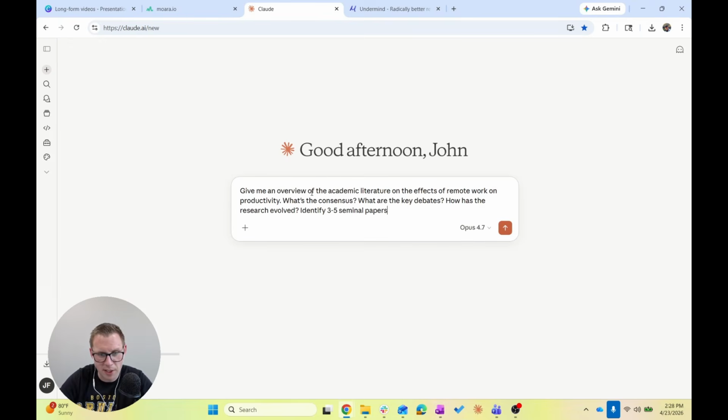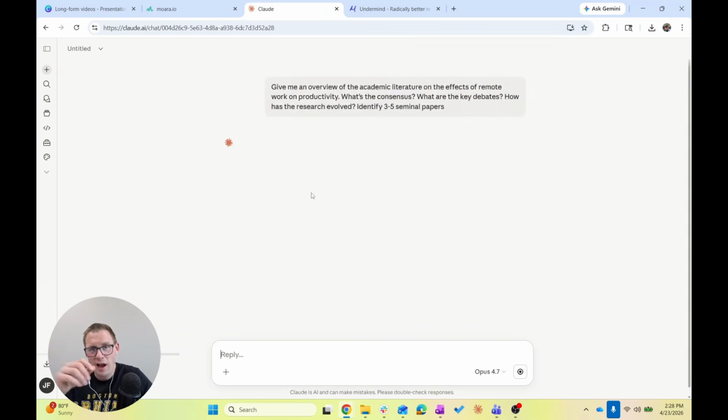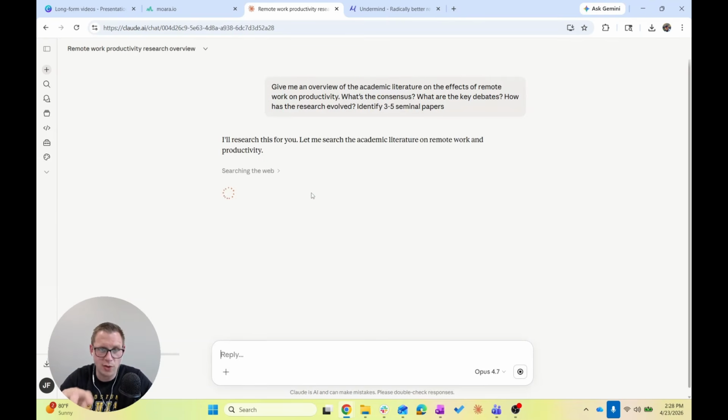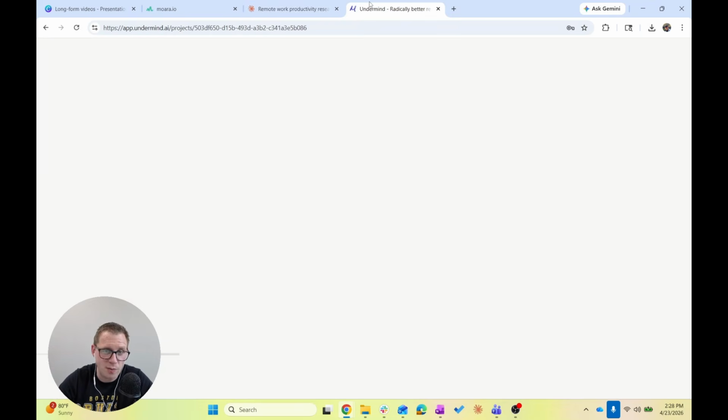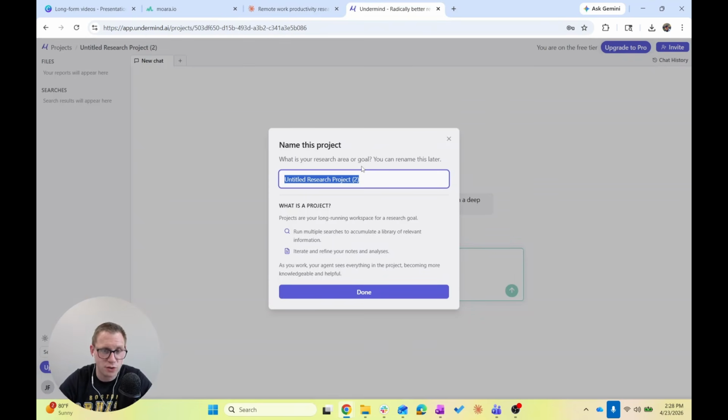In this case, I'm going to say, give me an overview of the academic literature on the effects of remote work on productivity, consensus, key debates, how the research has evolved. I feel like there's very little harm and a lot of benefit you get from reading through these types of summaries. Maybe you fire through a few different literature review tools and look at those summaries. You see I have Undermind up here. I'm going to use it primarily for search, but it's also good for summaries.